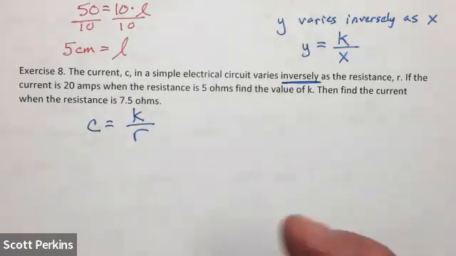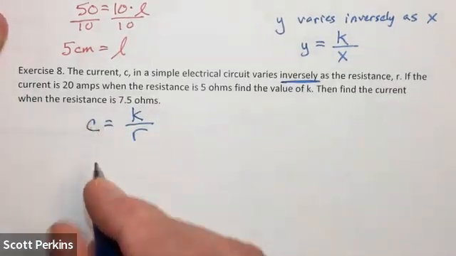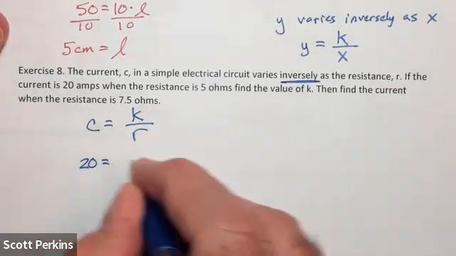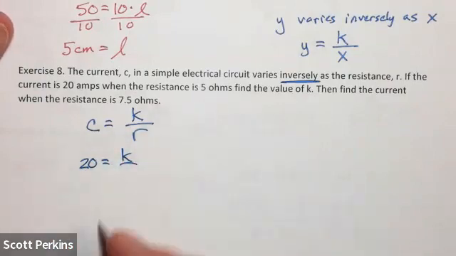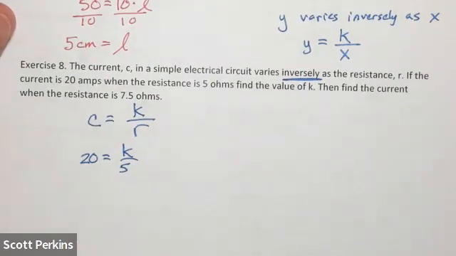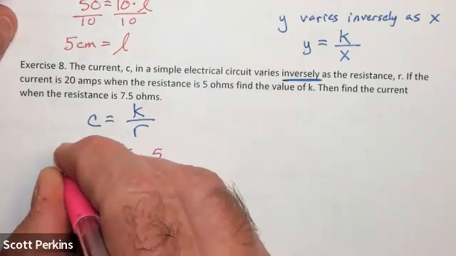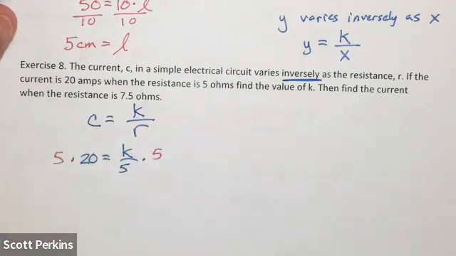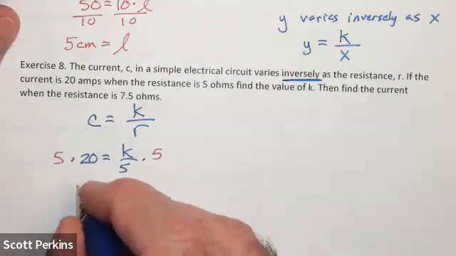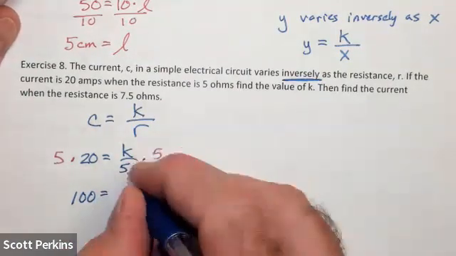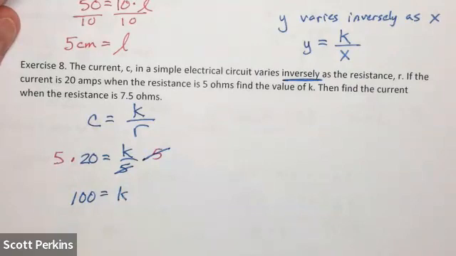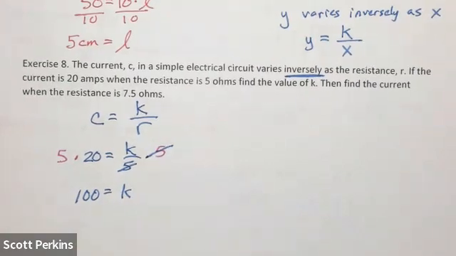Okay, so substituting the numbers, it says the current is 20 amps, so the C is 20. And then the resistance is 5 ohms, so the R is 5. So I get 20 is equal to K over 5. And then to solve that, it's just a fractional equation. I'm just going to multiply both sides by the common denominator, which is 5. And when I do that, 5 times 20 is equal to 100. And then on the other side, the 5s cancel, and we get K is equal to 100.